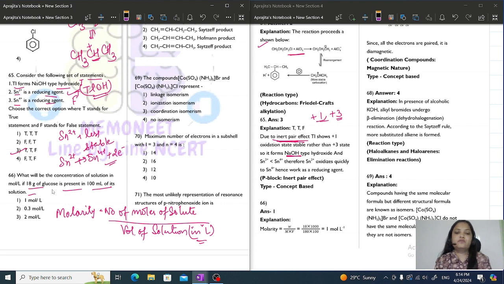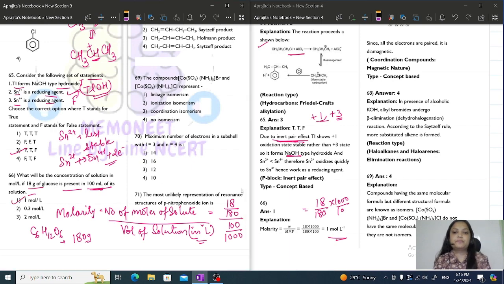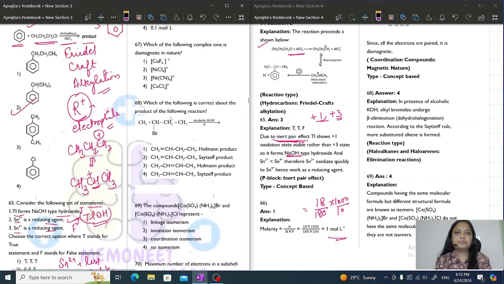Now here 18 grams of glucose is present in 100 ml of the solution. Glucose is C6H12O6 and its molecular weight is 180 grams. So the number of moles of glucose will be 18 upon 180, and the volume is 100 divided by 1000 because we have to take the volume in liters. So it will be 18 upon 180 into 1000 upon 100, which comes out to be 1 mole per liter. That is the concentration. So the answer is option first.